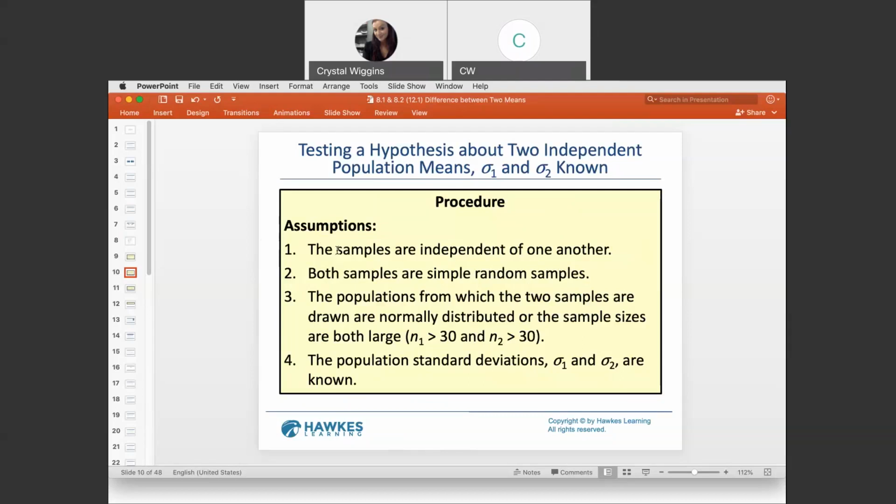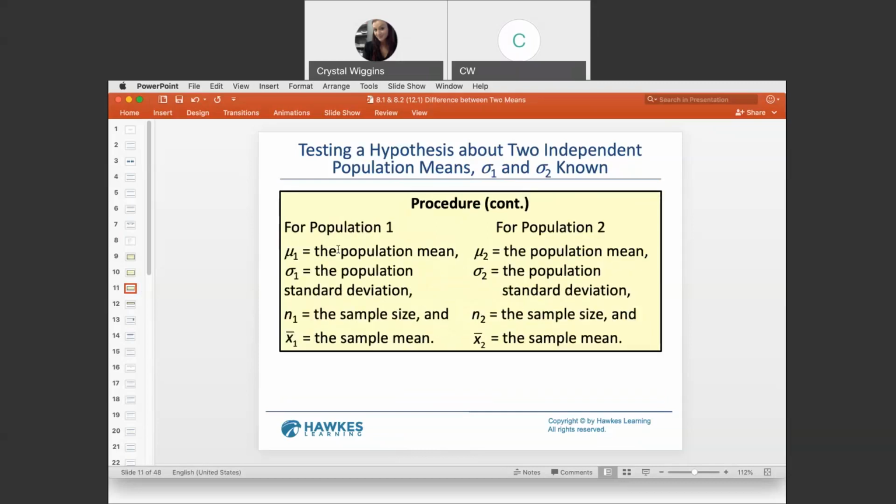So we do need to identify that the samples are independent of one another. If they're not, we'll learn in the second half of chapter 8 how to deal with dependent samples. You have to recognize that both samples are simple random samples, so they were properly sampled from their populations. The populations are either known to be normally distributed or you're grabbing sample sizes large enough. And the population standard deviations are known for this particular 8.1 section.